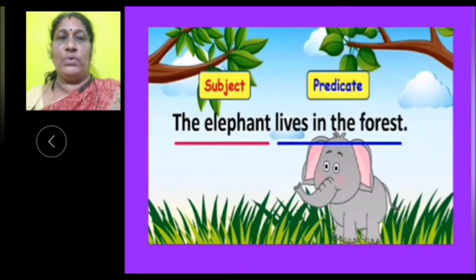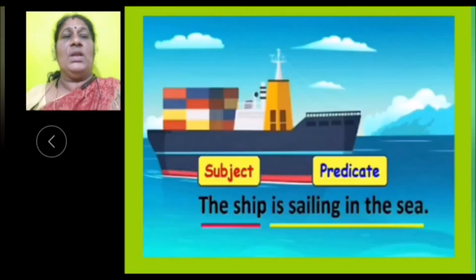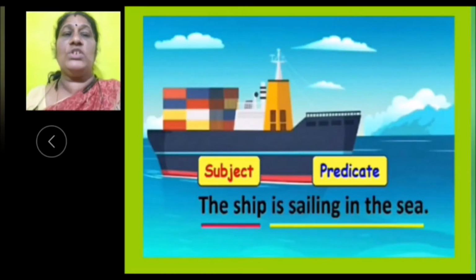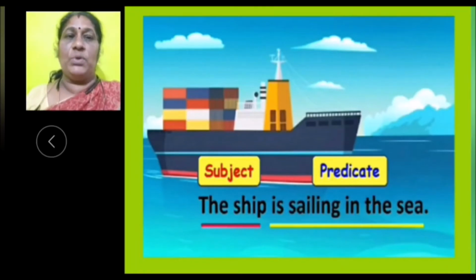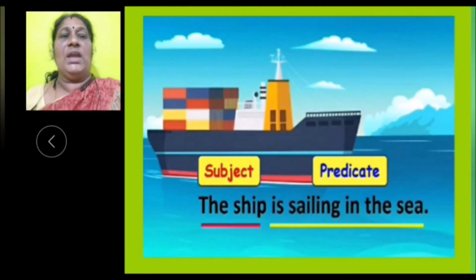Now let us move to the next sentence. The ship is sailing in the sea. Here we are talking about the ship. So ship is the subject and what is the ship doing? Is sailing in the sea is the predicate. And what is the verb in this? Is sailing is the verb.